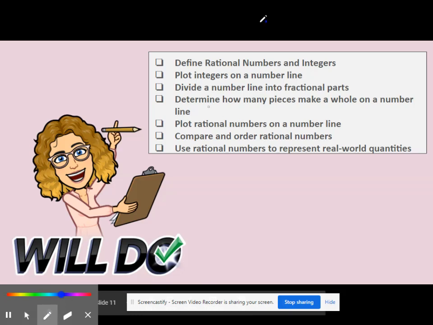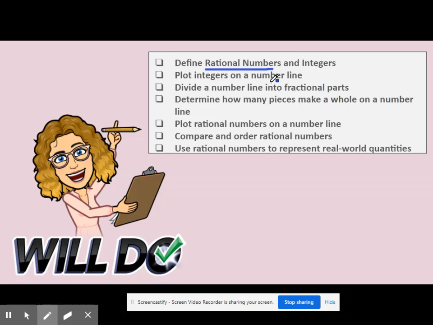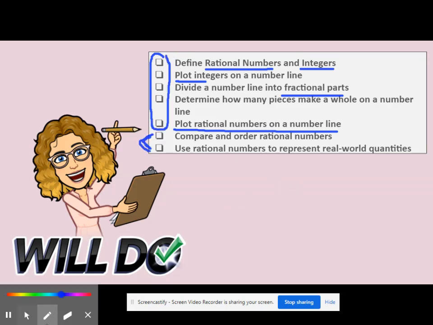So remember our goals. We want to define rational numbers. Rational numbers are going to be all of our numbers, our whole numbers, positive and negative, fractions and decimals. Integers are going to be those positive and negative whole numbers. So integers aren't fractions and decimals. We want to be able to plot integers on a number line, like 1, 2, 3, 4. We want to divide the number line into fractional parts based on the denominator. You got to figure out how many pieces make a whole on a number line. And we want to plot rational numbers. So these are the skills we worked on today. When we come back later this week, we're going to compare in order and talk about real world problems.